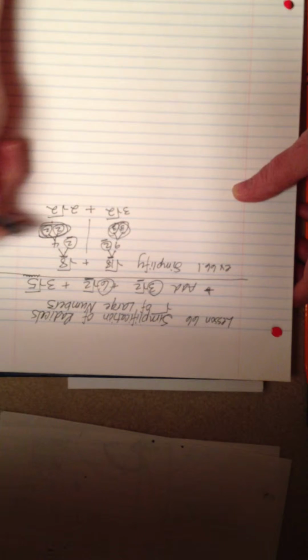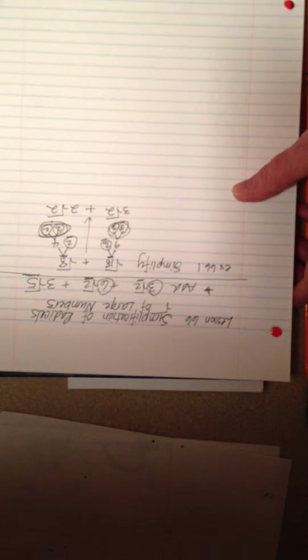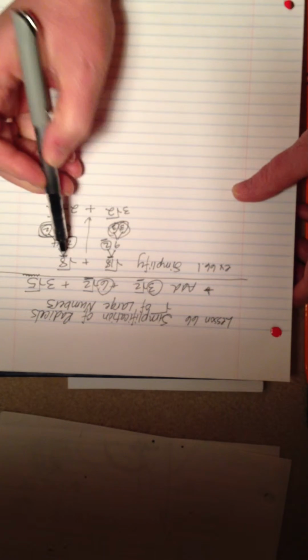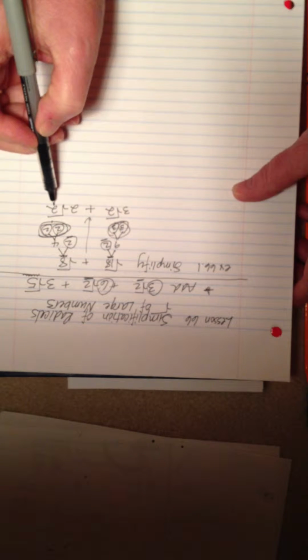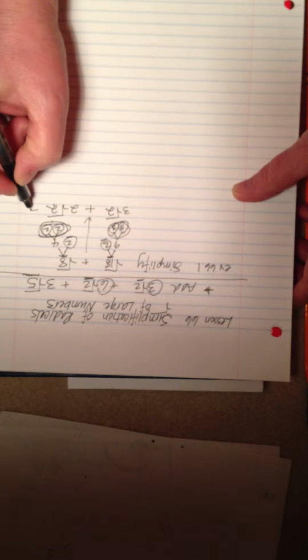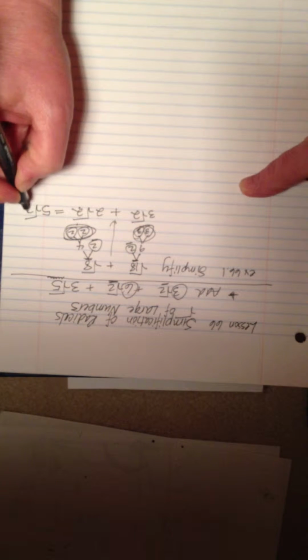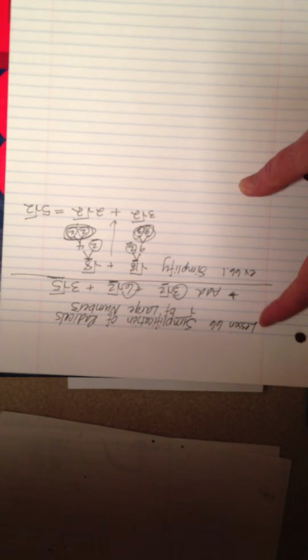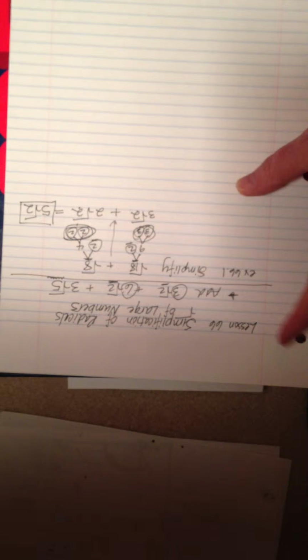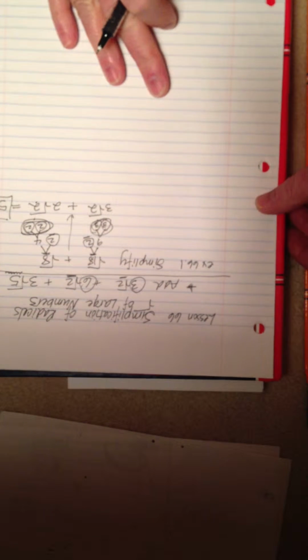I'm adding them, so I just bring my plus sign down. And look, where before I had unmatching numbers, I now have matching radicals. So now I can actually add these, and I will get 5 square root of 2 as my final answer for this problem. Okay? So let's just jot down our steps here.